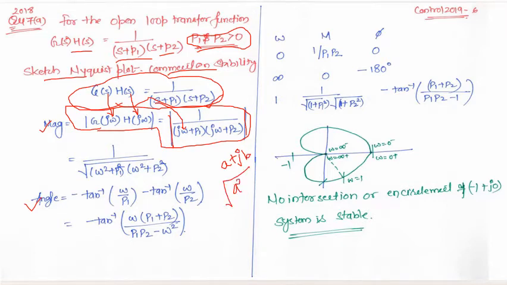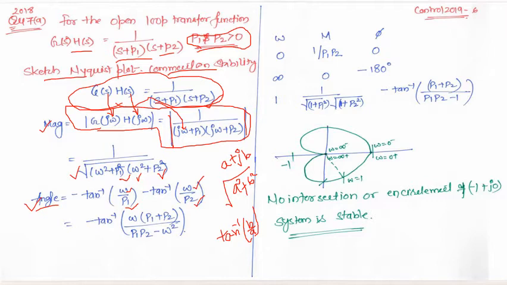It's very simple. The magnitude of any complex number you can find using this method, and that is what is given here: the square root of (omega square plus p1 square) times (omega square plus p2 square), all under root, in the denominator. And the angle is given by tan inverse of b by a. If a plus jb form is given, then the angle is tan inverse of b by a, that is, the imaginary part divided by the real part. So the imaginary part is omega, the real part is p1. Similarly, minus tan inverse of omega by p2.